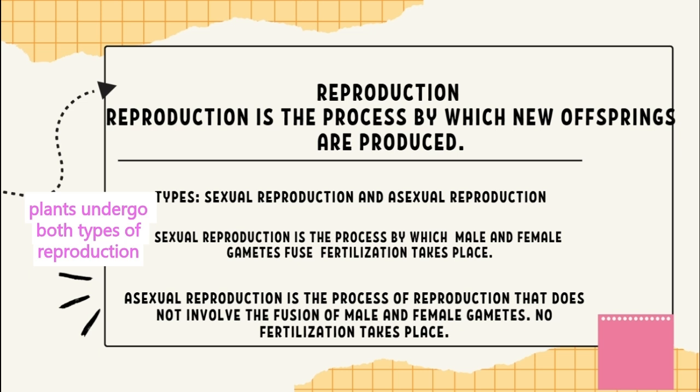In order to have offspring, in order to have new plants being produced. Humans reproduce by sexual reproduction, meaning that both a male and female gamete have to fuse and fertilization has to happen in order for you to say that something undergoes sexual reproduction. Male and female have to fuse, right? For asexual reproduction, it means that no fusion takes place, no fertilization took place. That is when you can say something is asexual.